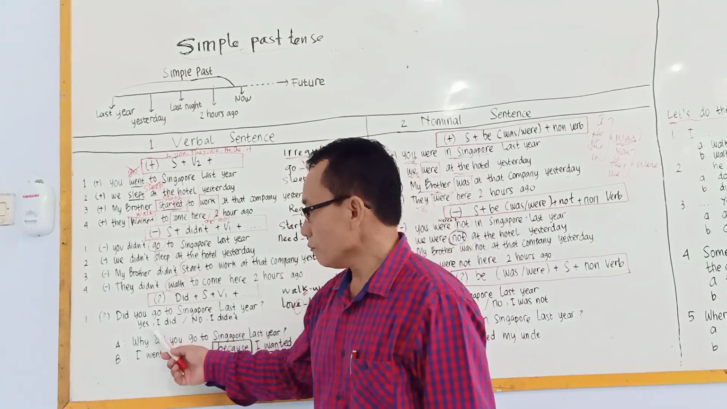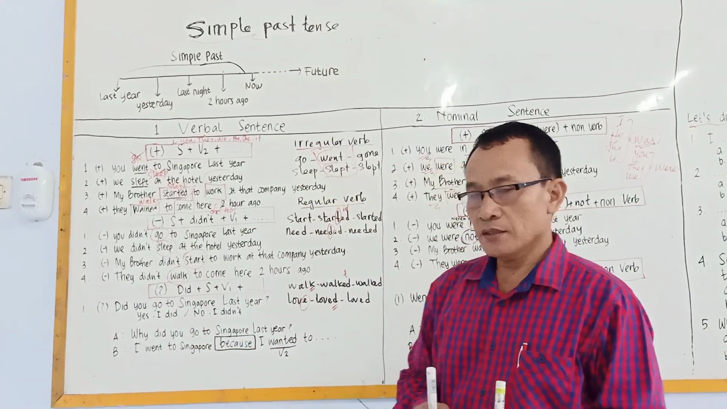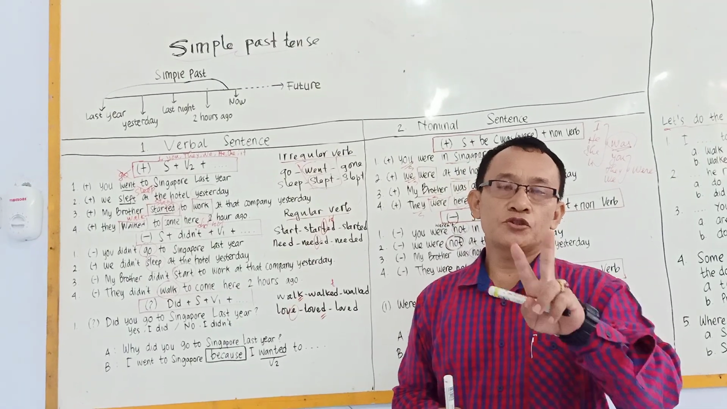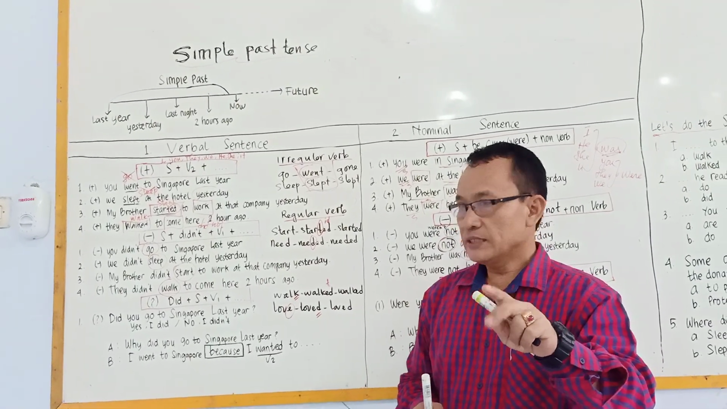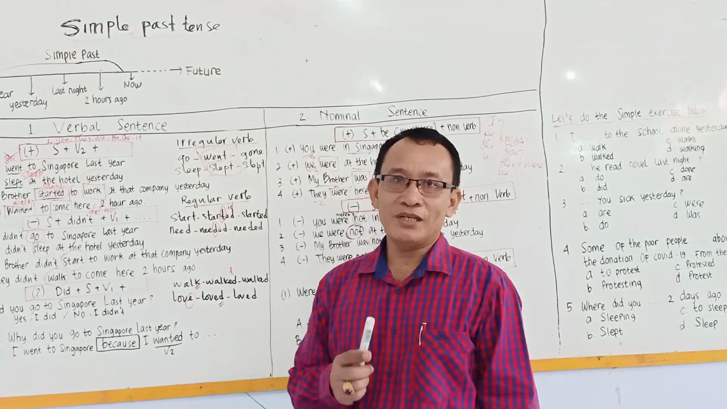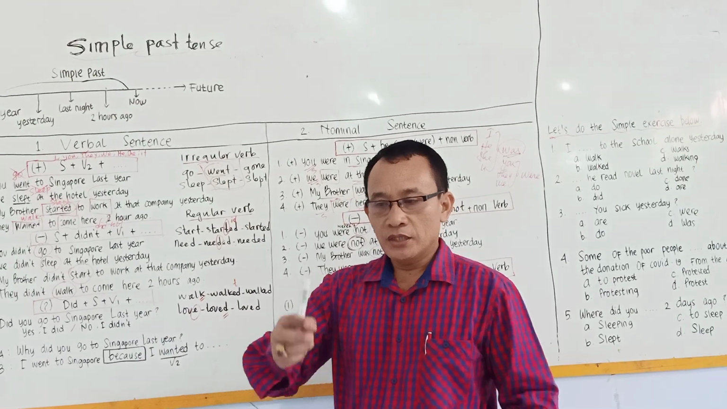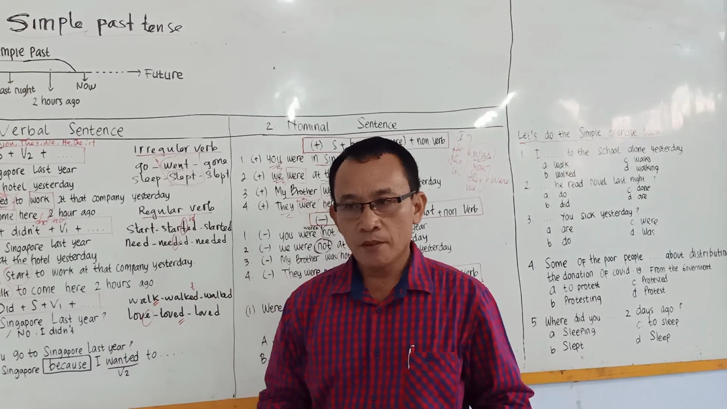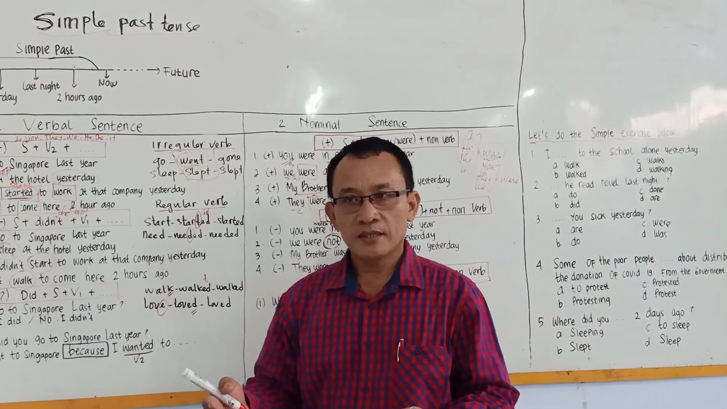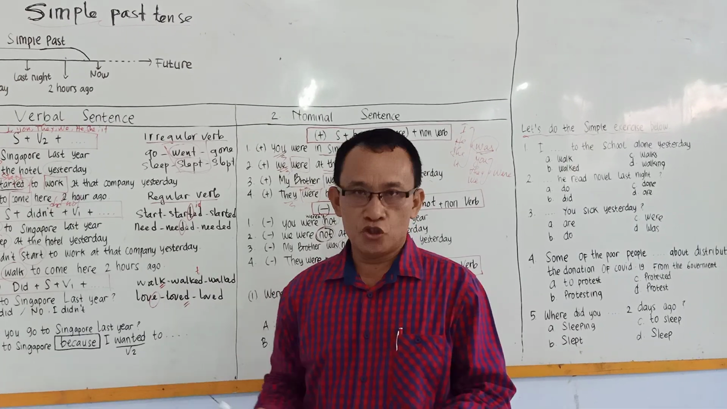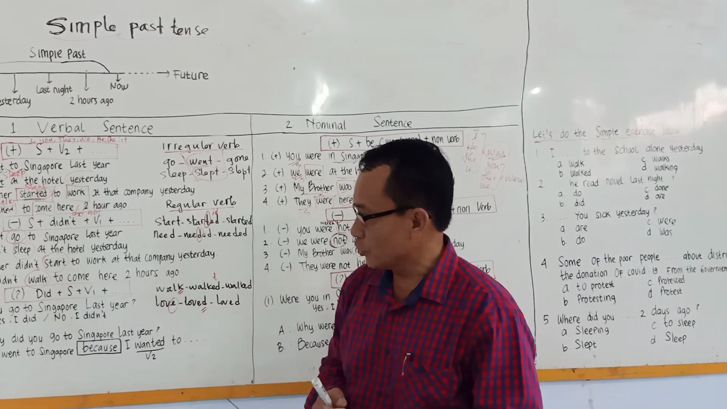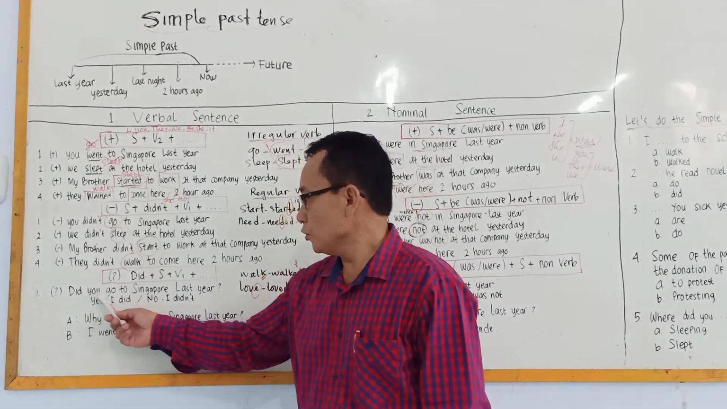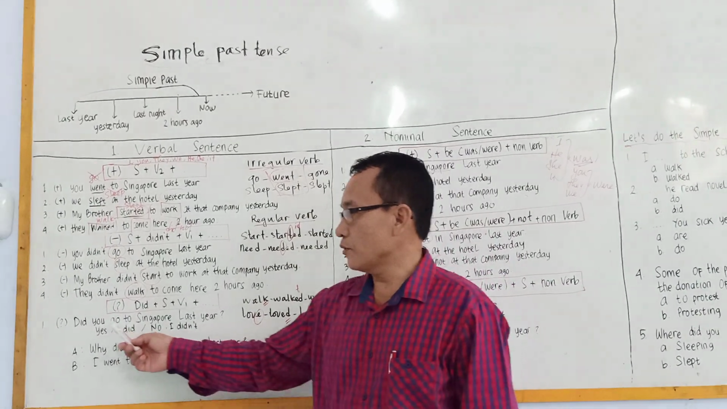And students, you have to know that there are two kinds of questions: yes/no question and WH question. A yes/no question means that if somebody asks you, you answer with yes or no and an explanation. So, how to make the question? You can start with did. Did you go to Singapore last year?